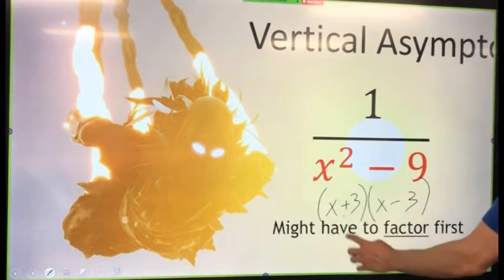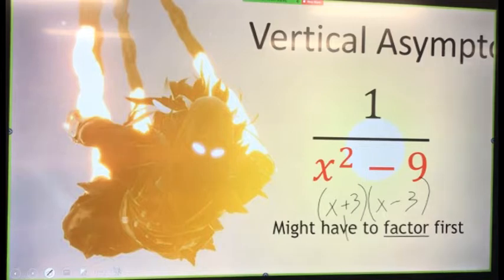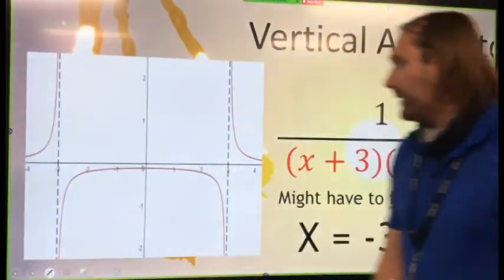So what values for x will make this term 0? What plus 3? Minus 3. What minus 3 is 0? 3 plus 3. Plus 3. So my vertical asymptotes will be at what? X equals -3 and x equals positive 3.